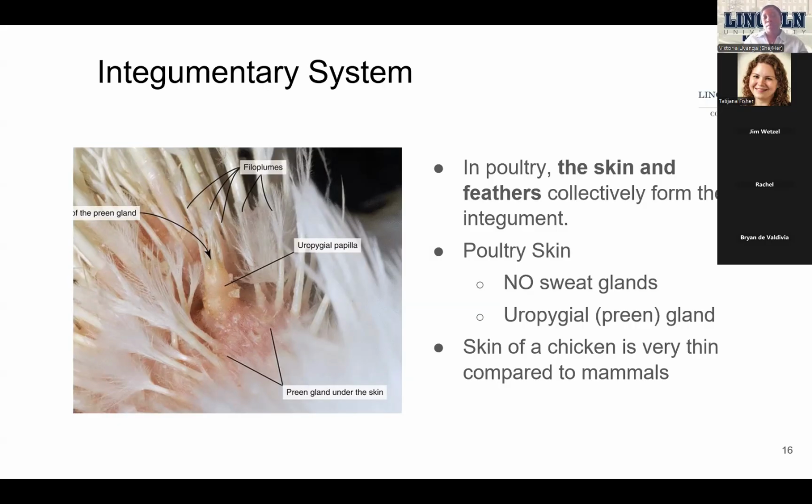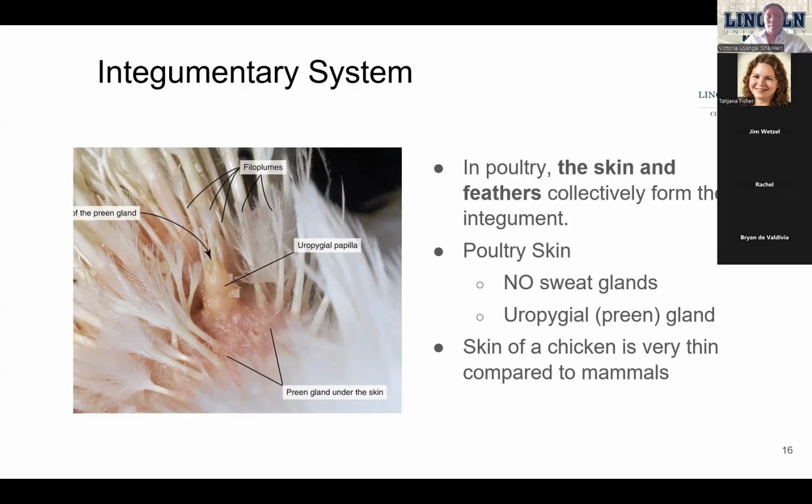But what is particularly unique is that there are no sweat glands on the poultry skin, which makes the ability to thermoregulate a bit trickier. With the absence of sweat glands and the feather serving as an insulative cover, it is more difficult for birds to easily thermoregulate, which we'll look at when we are looking at the thermoregulatory system.